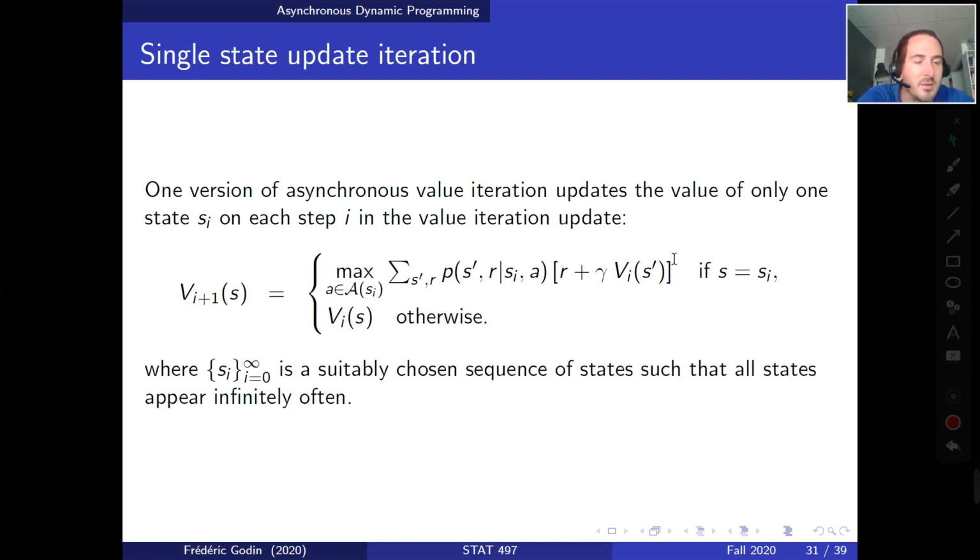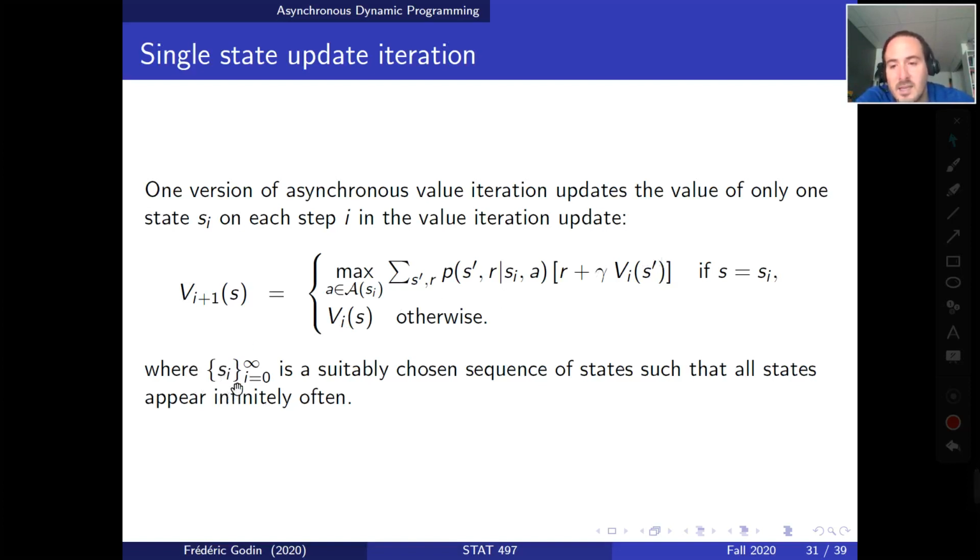This was the value iteration, but for value iteration you had to do that for all states. So now for asynchronous dynamic programming, we said we can do that for a subset of states, but we can consider the particular case where we pick a single state on each update. Okay, so if we pick a single state, then we can have the following sequence.